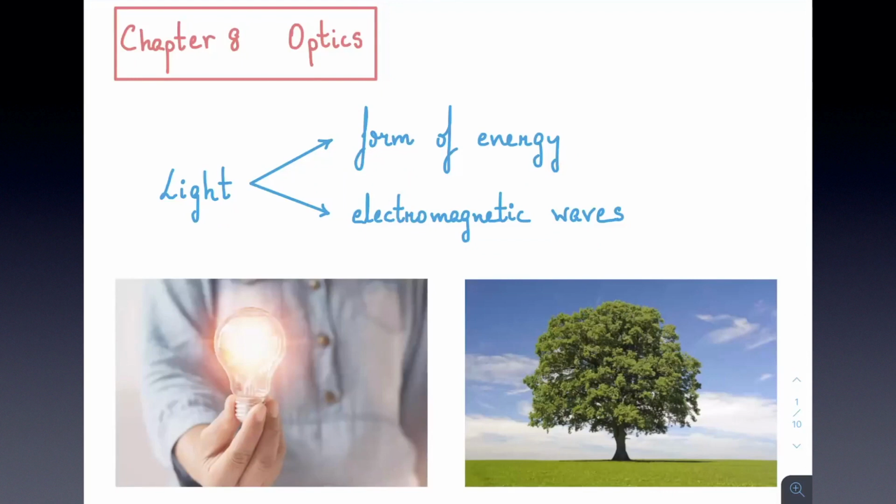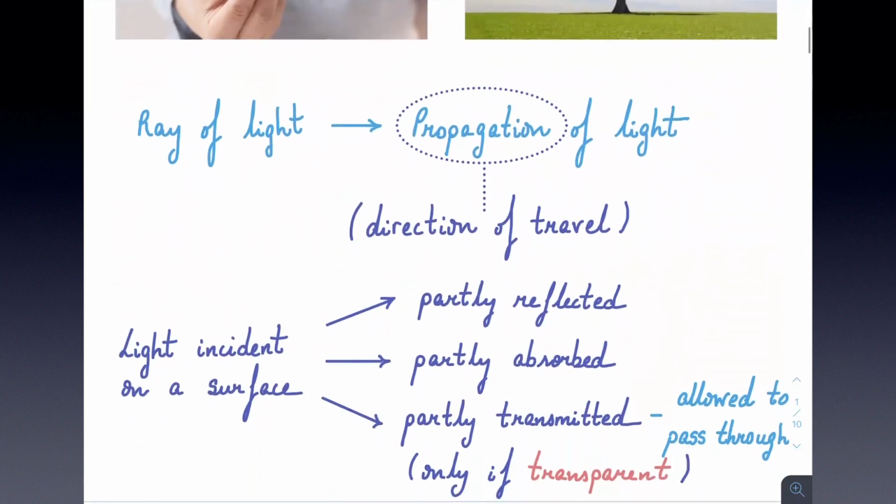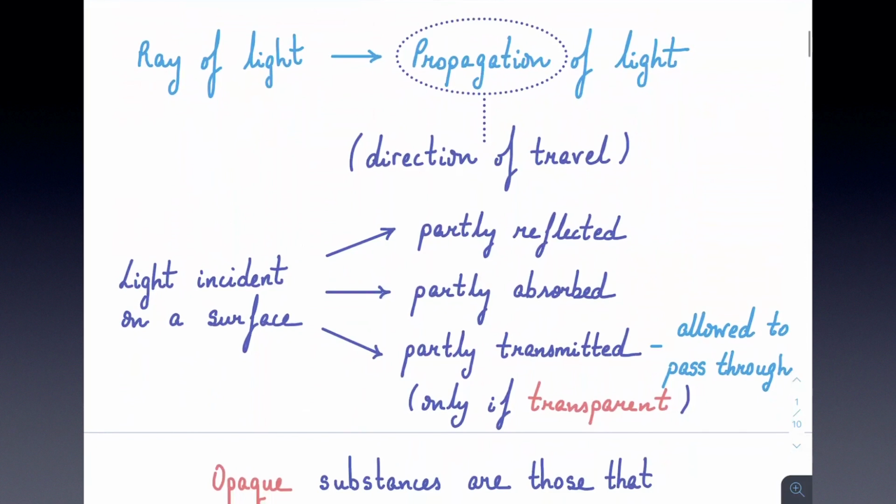We are able to see objects whenever light reaches our eyes, either by being emitted by a source, for instance the sun or a lamp, or by being reflected off objects such as a person or a tree. We represent light traveling from one point to another using rays. The direction of a ray indicates the direction of travel of light, also called the direction of light propagation.